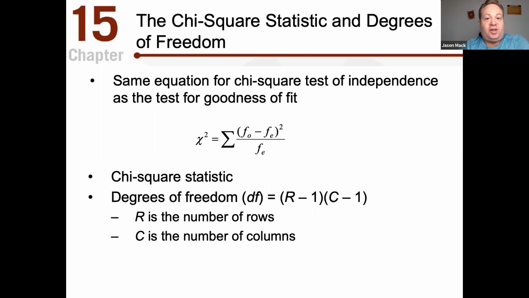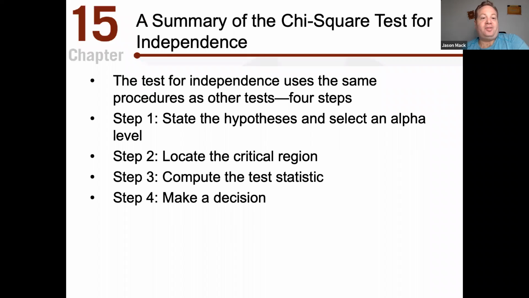The chi-square statistic and degrees of freedom. The same equation for the chi-square test of independence as the goodness of fit, which we looked at before. You have your chi-square statistic, and then of course you have your degrees of freedom, which is equal to R minus 1 and C minus 1. R is the number of rows, C is the number of columns. So how do we go about this? Well, here's how we go about it.